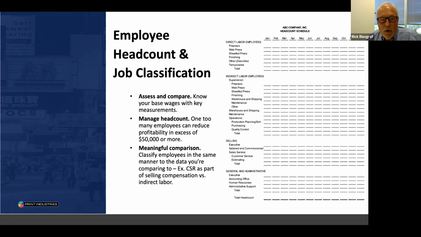This was a few years ago, but we had a client come to us, a larger printer, in trouble. They were losing seven figures. They knew they had too many people, but they didn't know where, or how to even go about it. The place we started was having them fill out their headcount schedule in this manner. And we did further analysis in each department based on that schedule, that review.